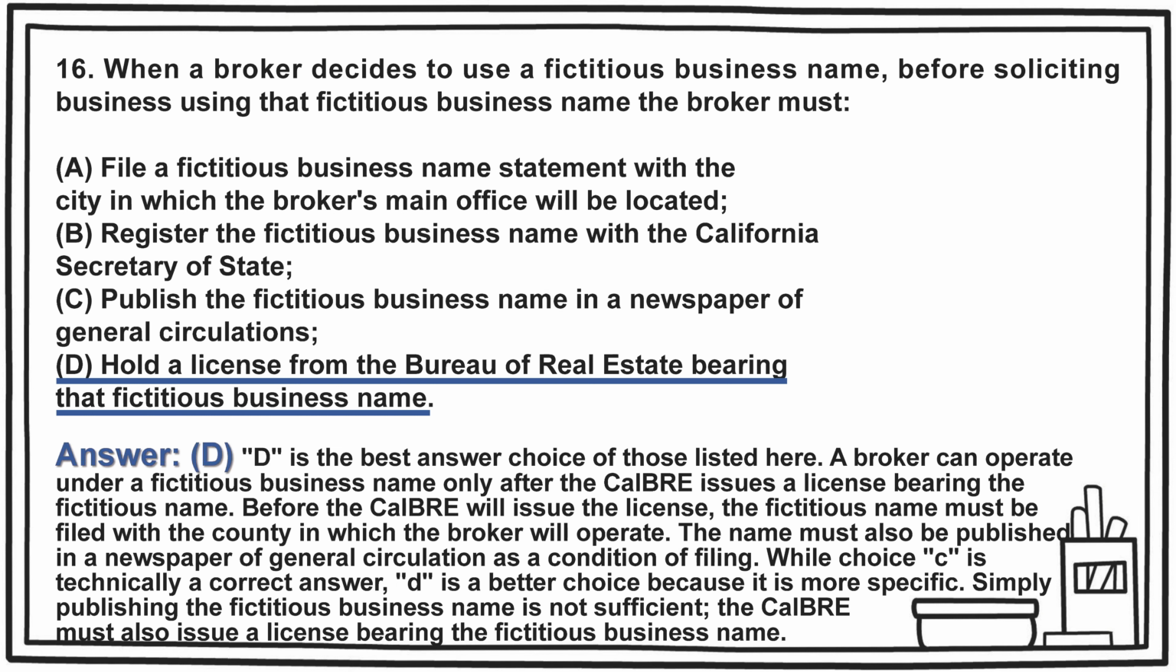While choice C is technically a correct answer, D is a better choice because it is more specific. Simply publishing the fictitious business name is not sufficient. The CalBRE must also issue a license bearing the fictitious business name.